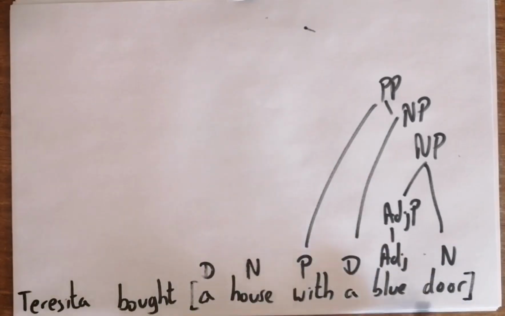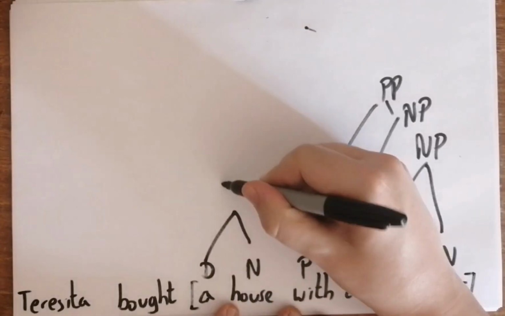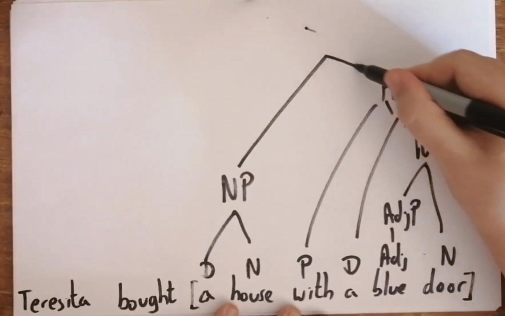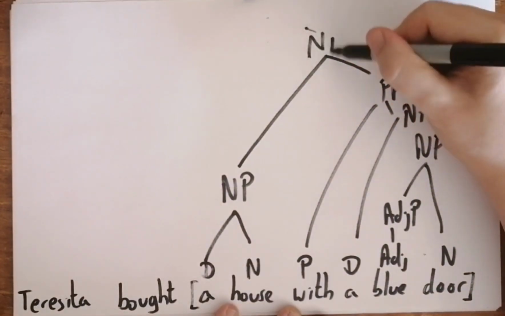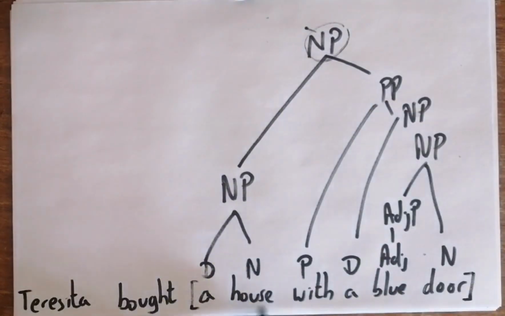Okay, but here we've got a huge noun phrase, a house with a blue door. So how are we going to bring that all together? Well, we're going to do it like this. A house, well, that's a noun phrase. Then we take it all the way up here. And then we've got a huge noun phrase. This noun phrase here refers to a house with a blue door.